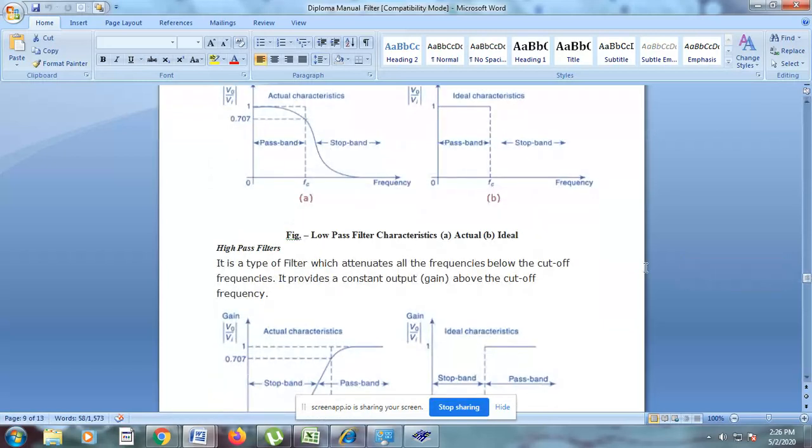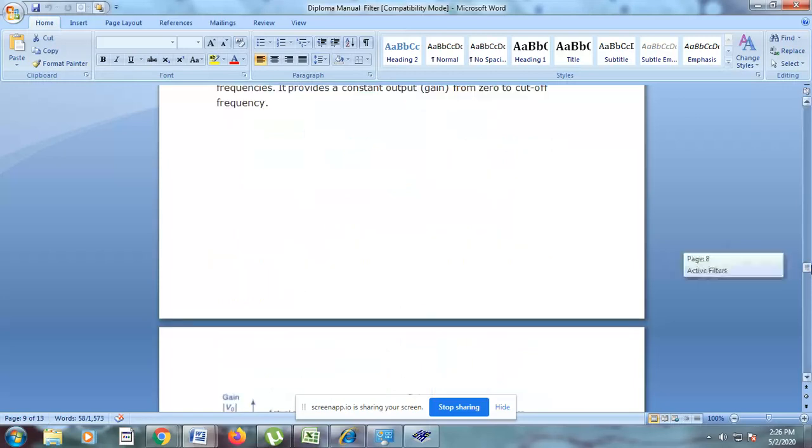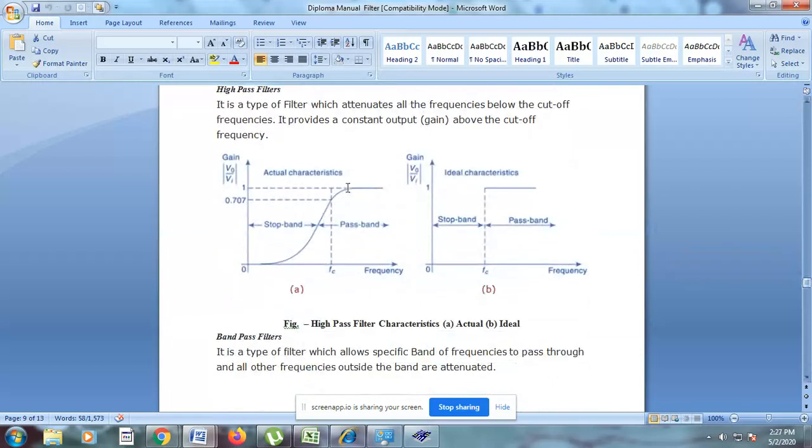Now we discuss the high pass filter. It is a type of filter which attenuates all the frequency below the cutoff frequency. It provides a constant output above the cutoff frequency. Now the output graph of the high pass filter. This is voltage gain and this is frequency. This section is called the cutoff frequency, and the high pass filter stops this section and passes this section. This is the high pass filter output graph.